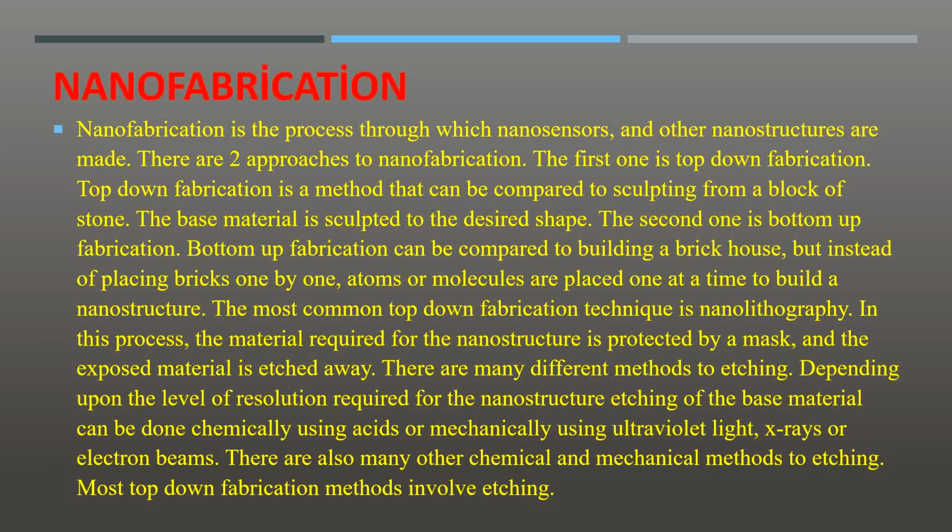Depending upon the level of resolution required for the nanostructure, etching of the base materials can be done chemically using acids or mechanically using ultraviolet light, X-rays or electron beams. There are also many other chemical and mechanical methods of etching. Most top-down fabrication methods involve etching.